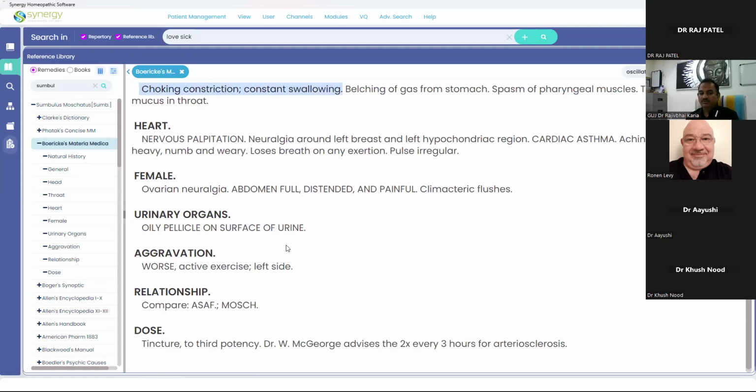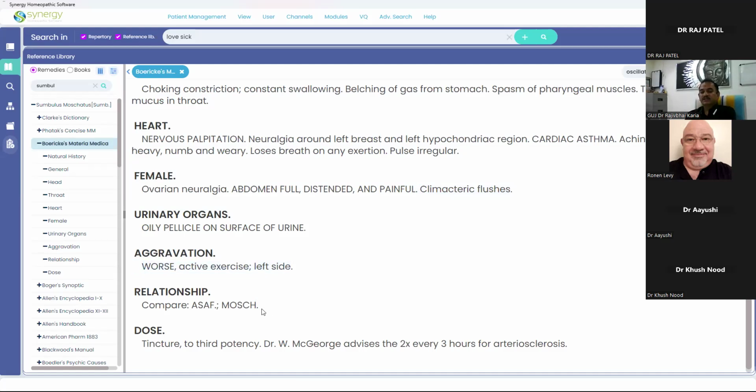Female ovarian neuralgia. Abdomen full, distended and painful. Climacteric flushes. Oily pellicles on surface of urine. See, oily. Worse active exercise. Worse left side. At that time we also see Lachesis.